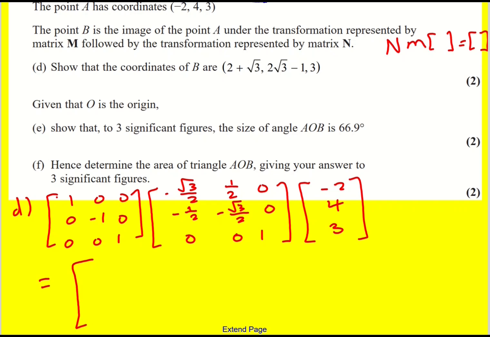Now you can decide on the order. The order doesn't matter, but it's probably best to multiply the first two together first, because it's just a little bit easier with so many zeros going on. I'm not going to go into detail. Maybe I'll do the first: we've got this row and this column, and we're just going to get -root 3 over 2. And then we get a half, 0, half, root 3 over 2, 0, 0, 0, 1.